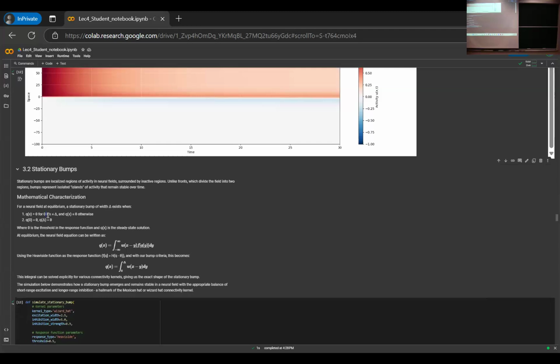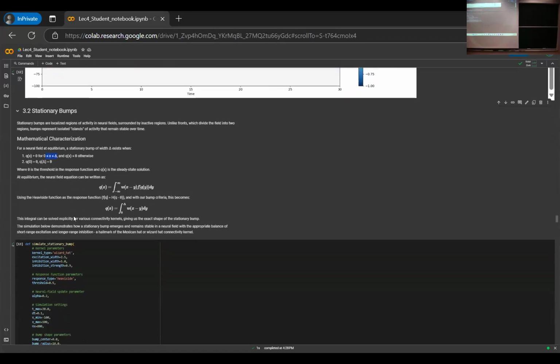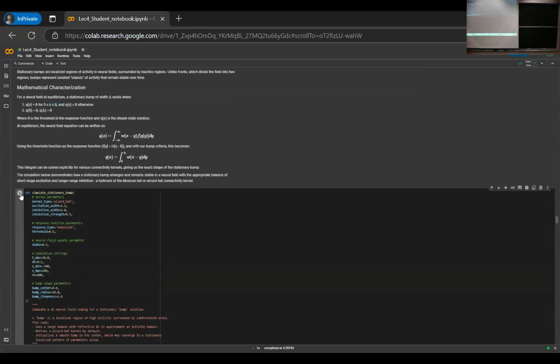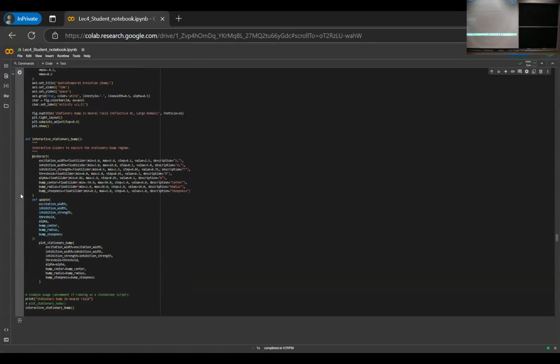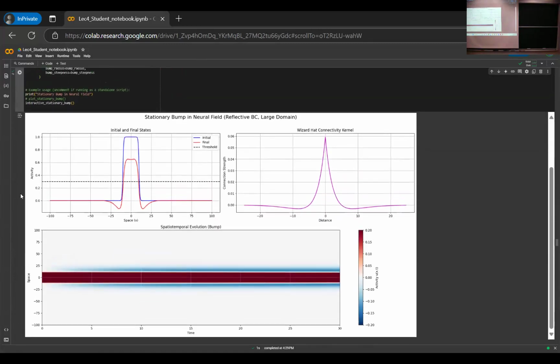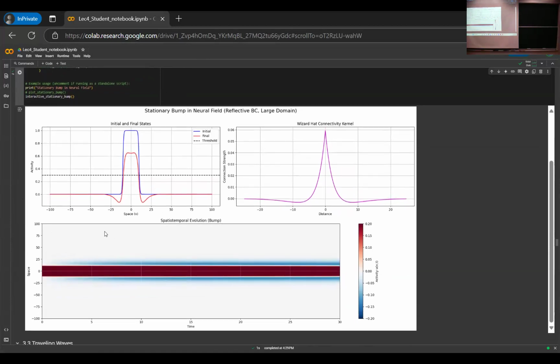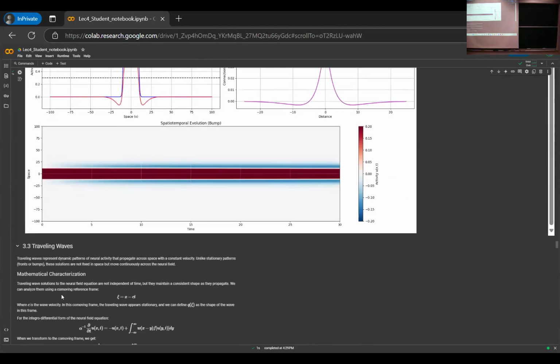Sorry, when x falls between 0 and delta, so the width of our bump, it has to be positive. It has to go into that positive aspect of the activation function, and otherwise it's 0 or negative. And again, when we simulate that, this is what it looks like. We start out with this blue trace right here, and we can see that it evolves into the stable form that is like a bump. So it's got a little inhibition on the side, but it's a persistent bump that we're seeing here.